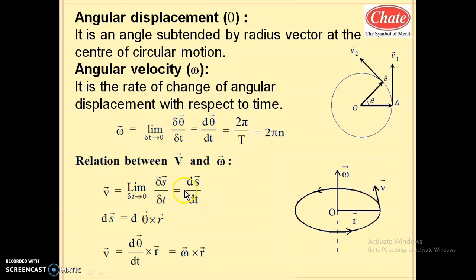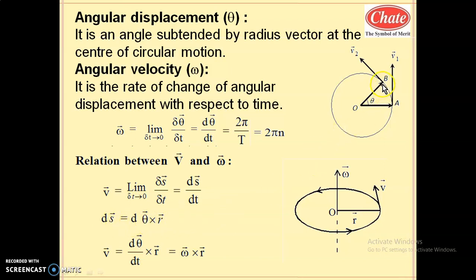Without the limit, delta t means a sufficiently large time interval and a sufficiently large displacement. With the limit, dt shows a very small time interval and a correspondingly small displacement. But what is displacement? Displacement equals radius into angle. This is a formula which you have used many times in geometry.